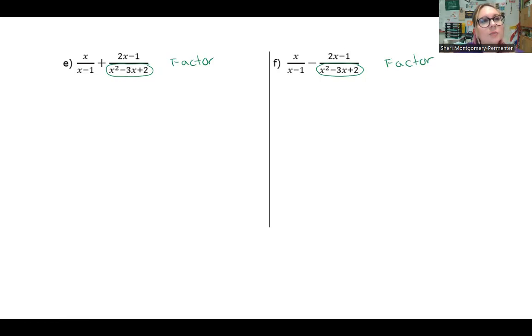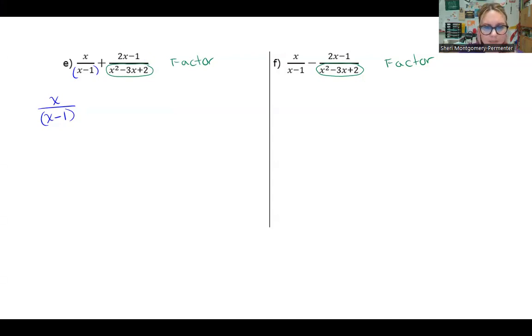So nothing changes with my first fraction. It stays the same. And I'm going to put parentheses around this. I'm also going to put parentheses around this one. Oh, actually, that one doesn't need parentheses.